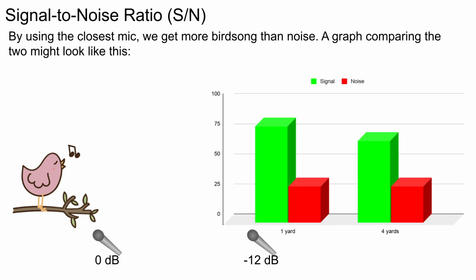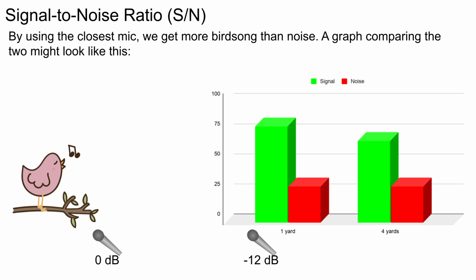So if we look at this at a graph level, if I have the microphone at a distance of 1 yard from the bird, right, and I've got no drop off. This is my first microphone, so there's a 0 dB loss. So according to my chart, the bird is singing at 80 decibels. That's one loud bird. And the background noise is about 30 decibels. Okay, so there's a pretty good spread between the signal and the noise.